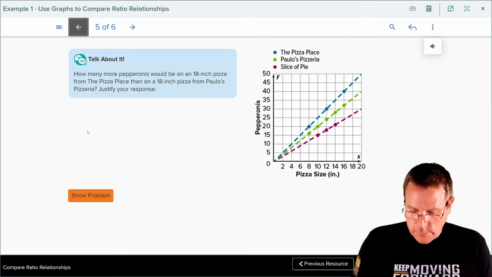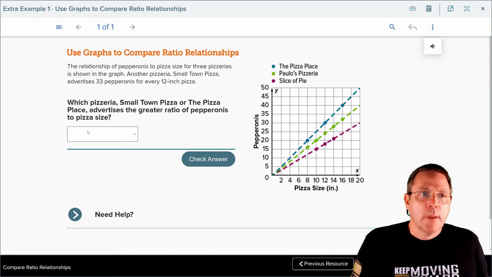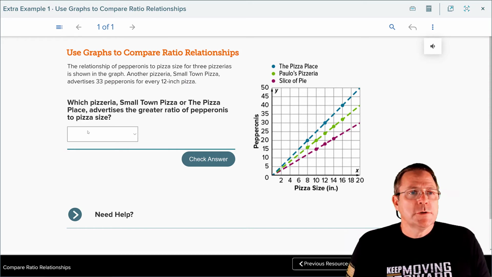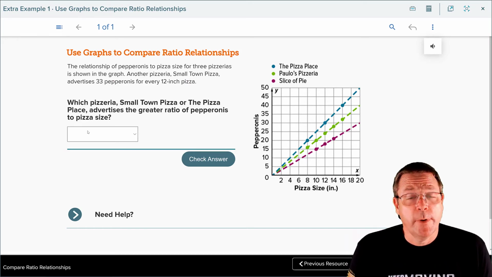We're going to pause to skip forward to the next one. All right, our next question's ready to go. The relationship of pepperoni pizzas to the pizza size for the 3 pizzerias are shown, just like before. But now, another pizzeria named Small Town Pizza advertises 33 pepperonis for every 12-inch pizza.